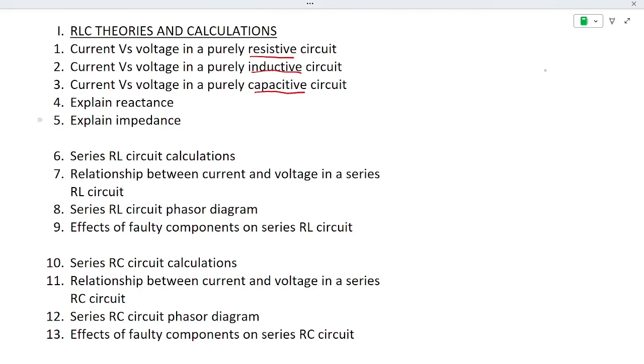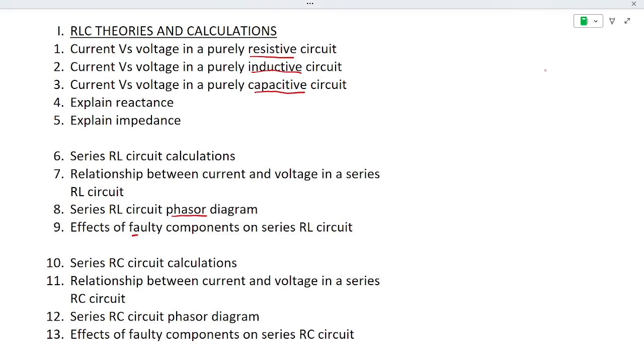You should be able to explain what is impedance. So we're going to go through all that quickly as we're going to solve a 2023 question paper, if I'm not mistaken. So we're going to be dealing with series RL circuit calculation, and then you also focus on the relationship between current and voltage in a series RL circuit, series RL circuit phasor diagram, effect of faulty component.